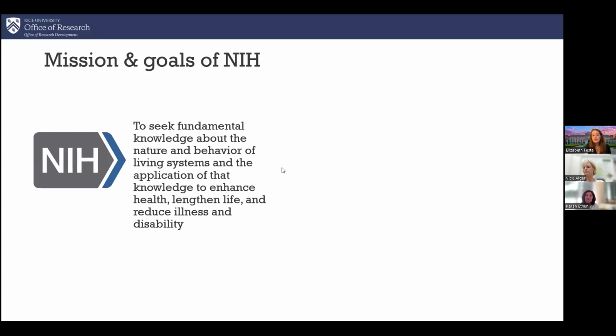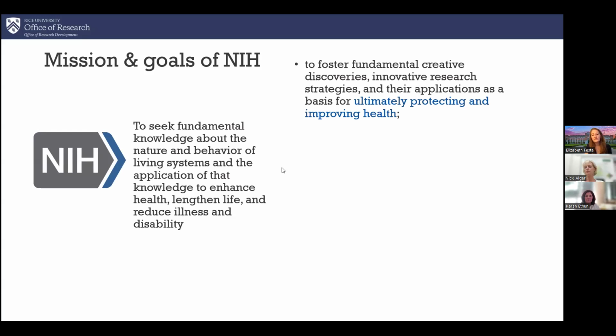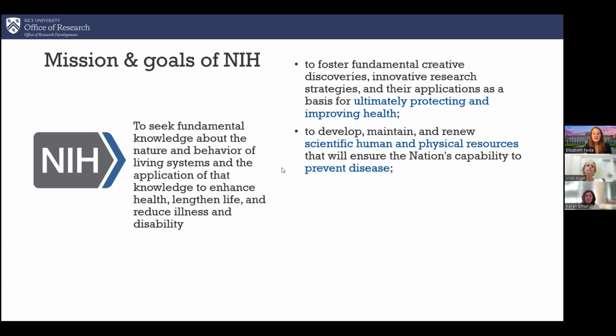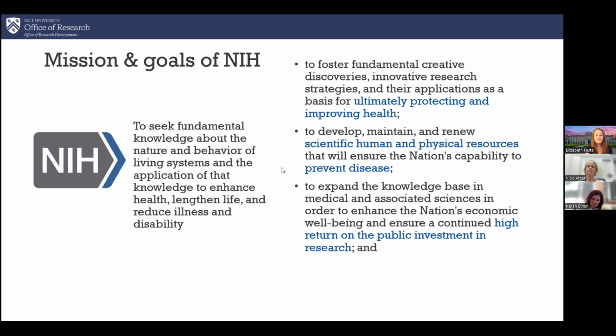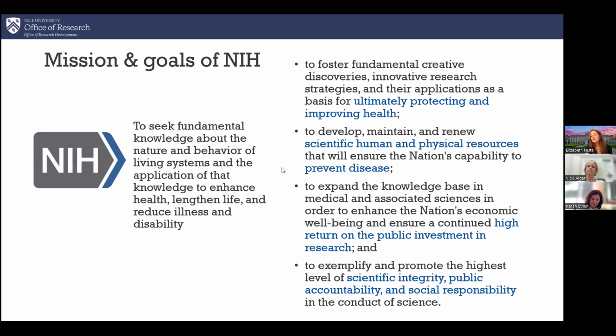And so this is likely review for you, but the mission for NIH is to seek fundamental knowledge about the nature and behavior of living systems and the application of that knowledge to enhance health, lengthen life, and reduce illness and disability. And some of the goals are to foster fundamental creative discoveries, innovative research strategies, and their applications as a basis for ultimately protecting and improving health, developing and maintaining and renewing scientific human physical resources to prevent disease, expanding the knowledge base to ensure a return on investment for the public, and to promote the highest levels of scientific integrity, accountability, and social responsibility. So all of these are important to think about as we begin this grant.